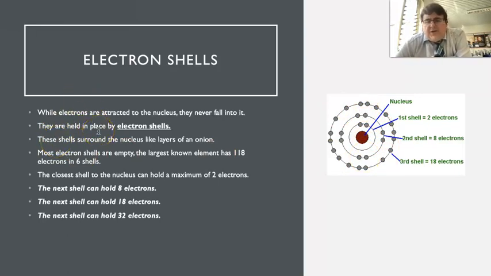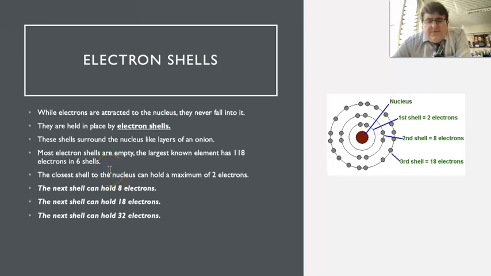But electrons attracted to the nucleus, they'll never fall into it. That's because they're held in place by electron shells, like we just said. Think about it at the year 9 level. You'll expand on this much more when you get into chemistry, and this will become a very simple thing when you get to year 11, 12 chemistry, and you get much more complicated than this. But these shells, think of them like layers of an onion. 1, 2, 3, 4 layers of the onion.